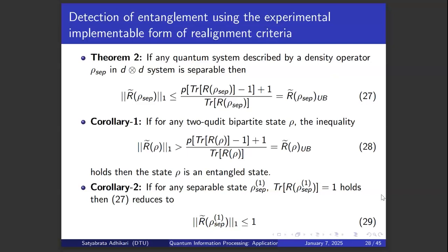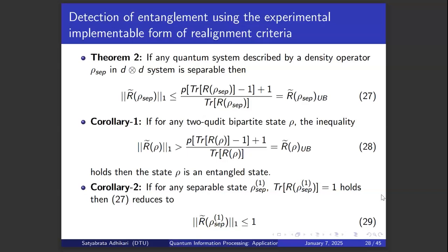Okay, so this is the criteria. This criteria is only a necessary condition: if any quantum state described by a density operator is separable, then this condition holds. But the question is, if you already know that this state is separable, then what is the value of this criteria? Because you already know the state is separable, but our task is to show whether the given state is separable or not.